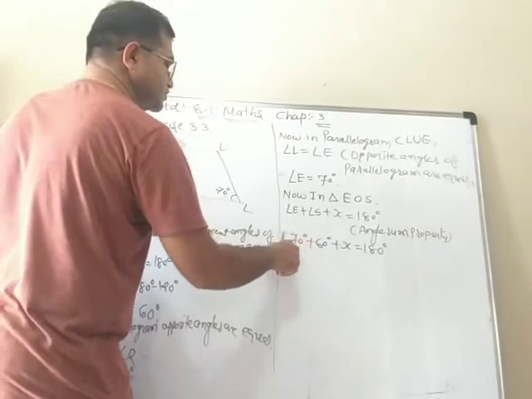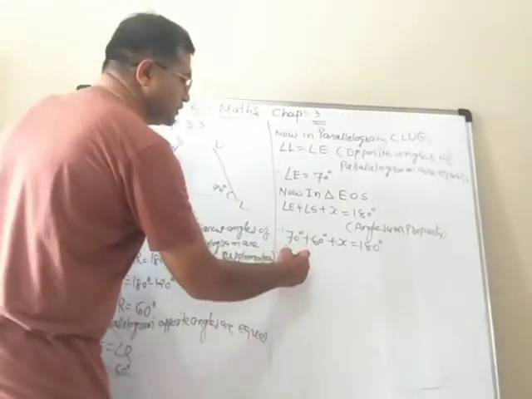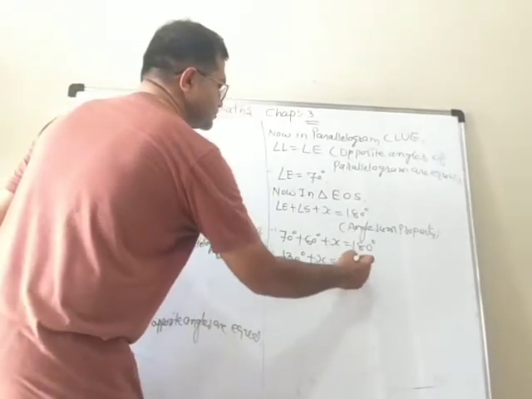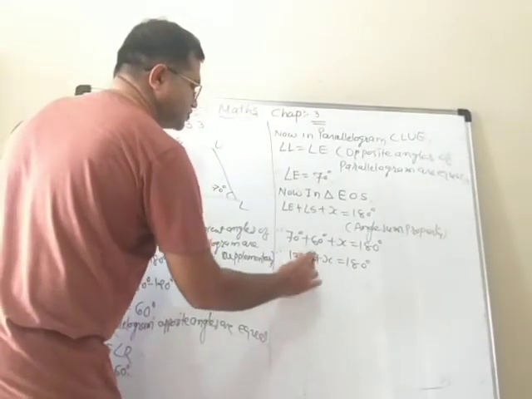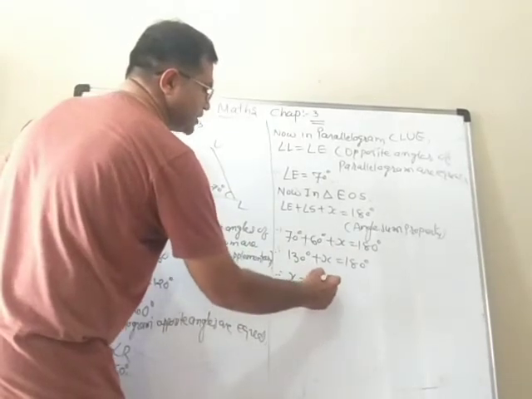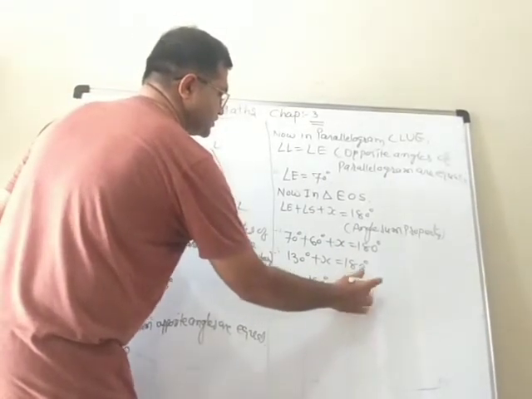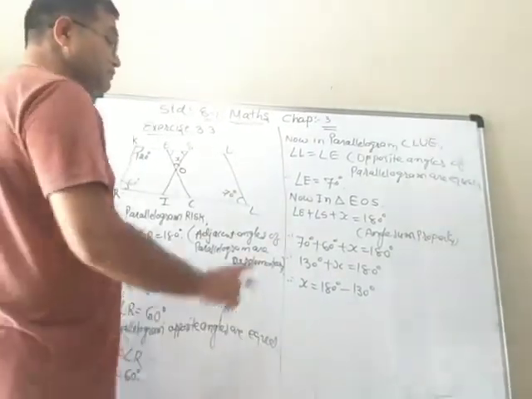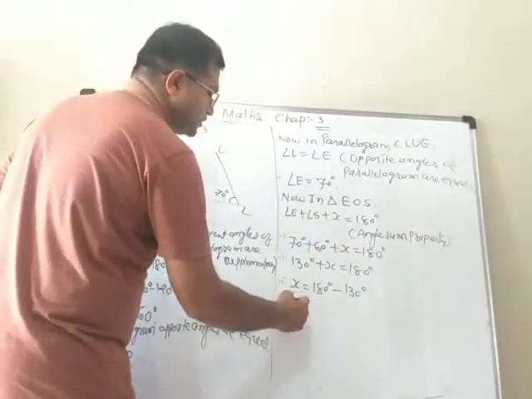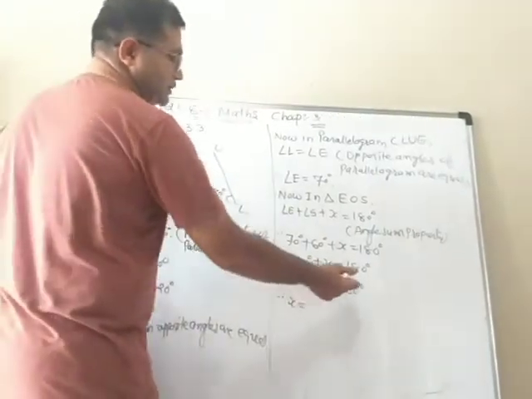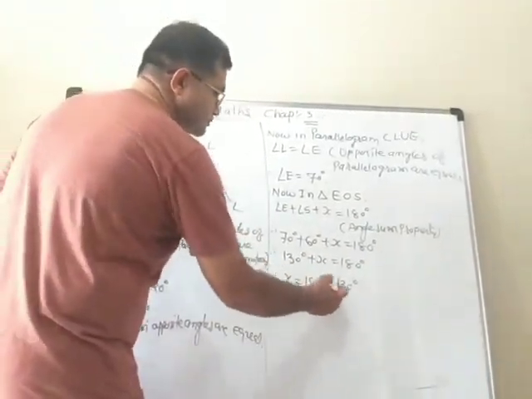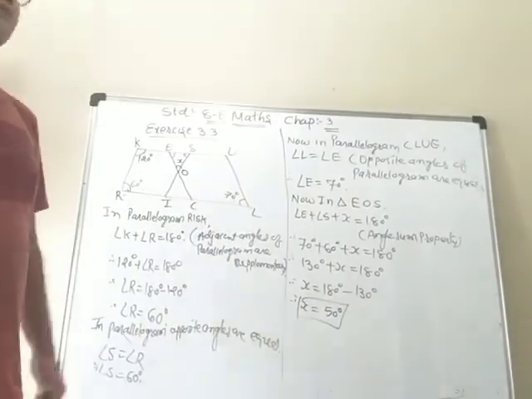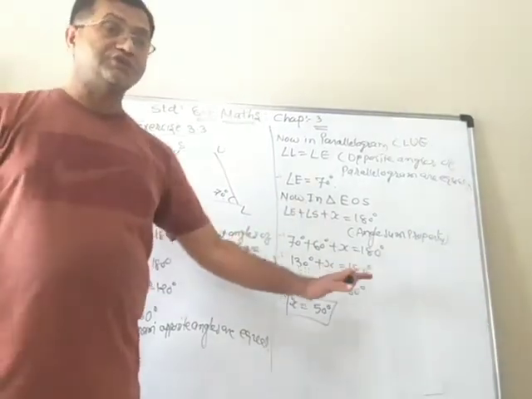So now 60 plus 70 is 130 degree plus X. So X is equal to, we take 130 that side, it will become minus 130 degree. So X is equal to 180 degree minus 130 degree. So 180 minus 130 is 50 degree. So in this way, the value of X is equal to 50 degree.